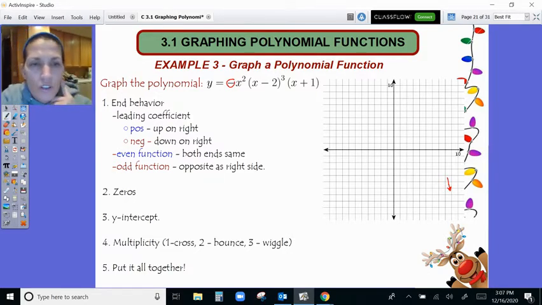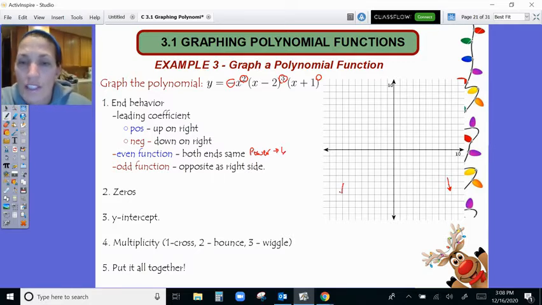Let's look at our total power. Is it an even function or an odd function? We have to add all these together. 2 plus 3 is 5, plus 1 is 6. So that is a power of 6, okay? So it's an even function. So my power is 6.